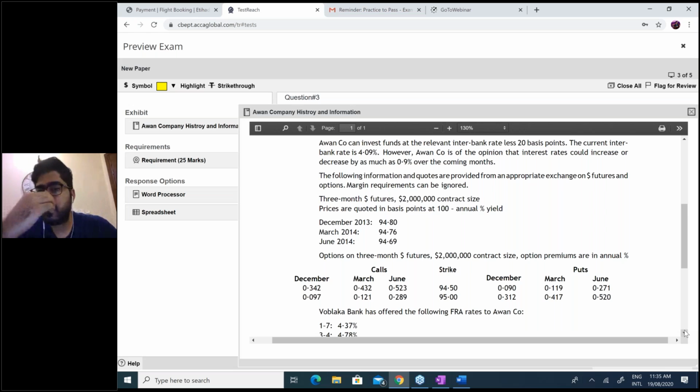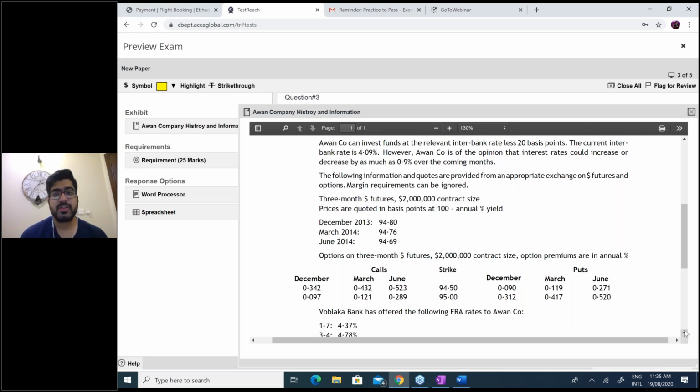The current interbank rate is 4.09%. Awan can invest funds at interbank rate less 0.2%. However, Awan is of the opinion that interest rates could increase or decrease by as much as 0.9% over the coming months.